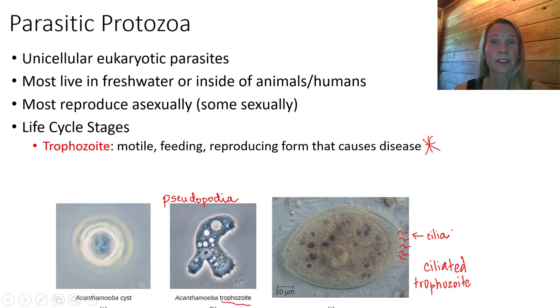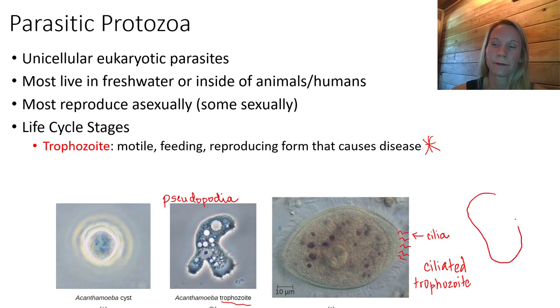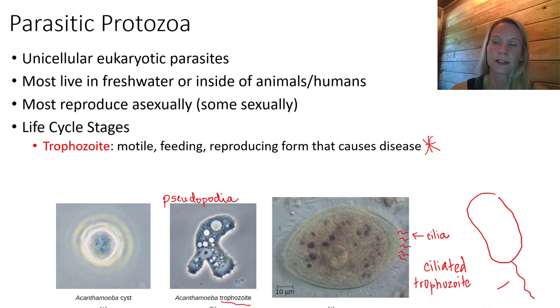The third form of motility we see in the trophozoite forms of the protozoans would be flagella. So just like bacterial cells, just like sperm cells, flagella refer to a tail. There can be multiple tails of protein fibers that help in propelling the cell forward.